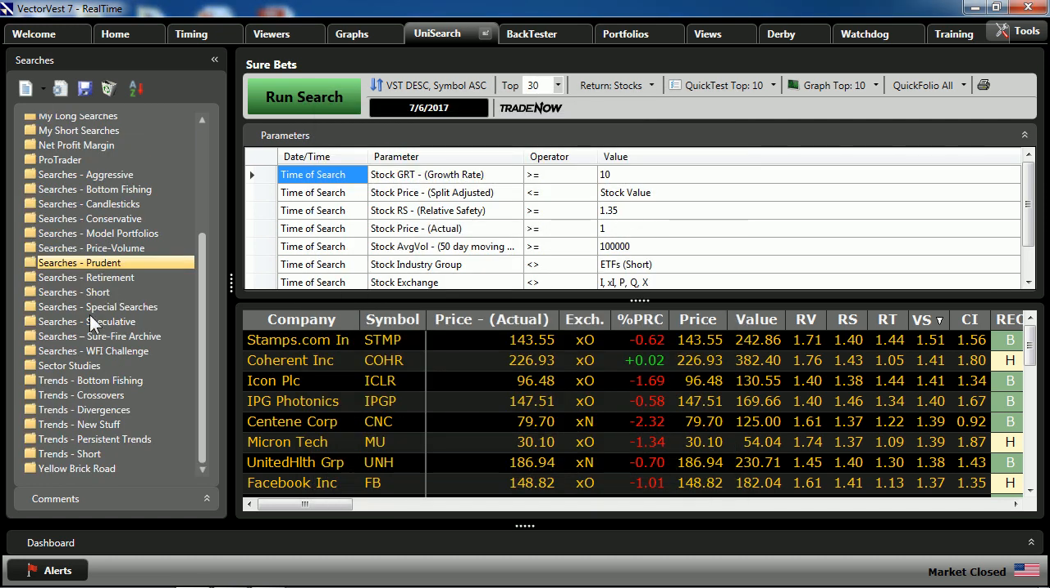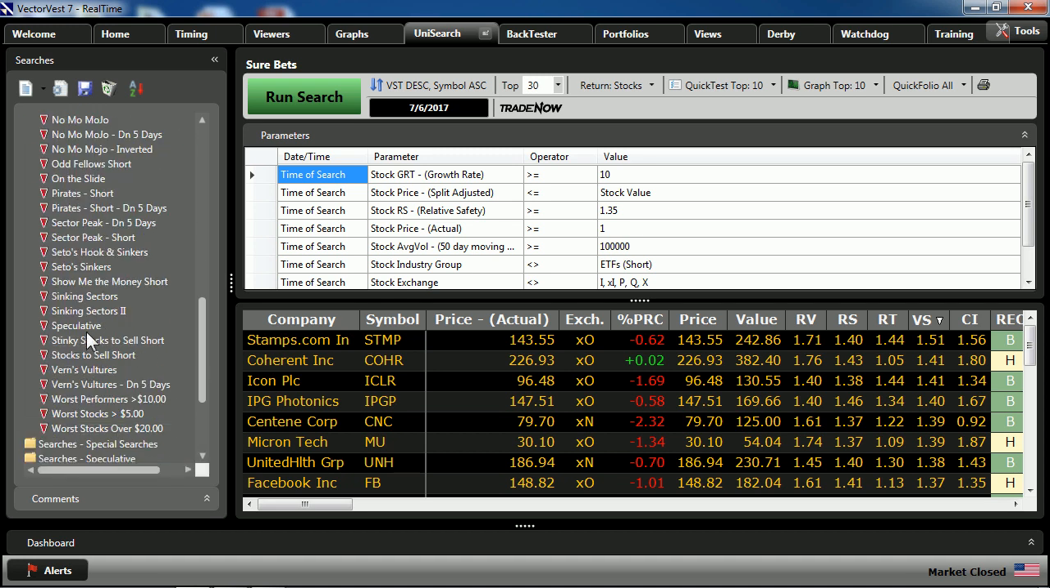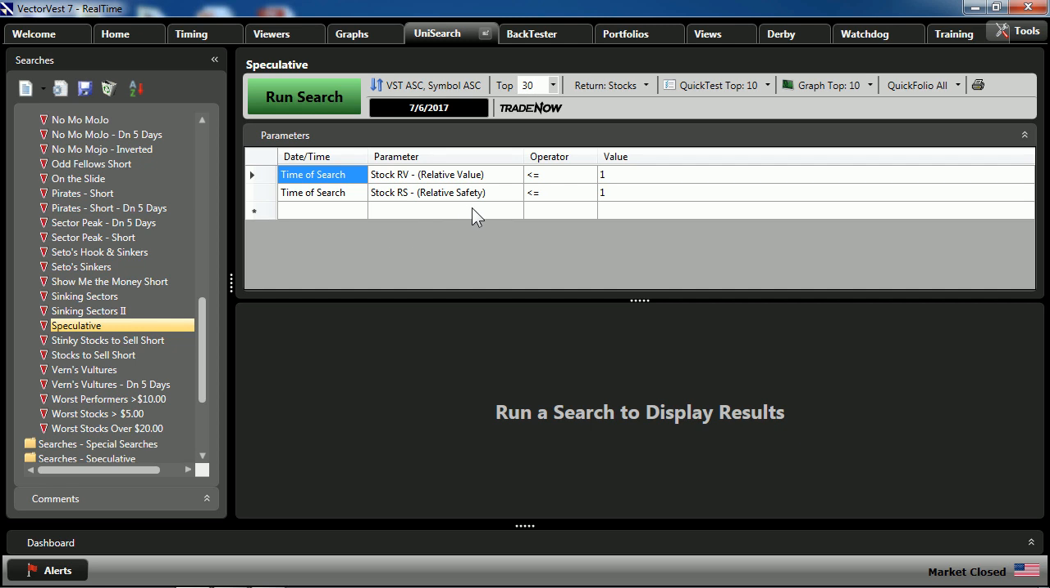And then finally, the speculative investor. I'm going to open up the searches short folder, and I'm just going to go to the searches speculative. It only has 2 parameters here, folks. Remember, these types of stocks that we'll see here in a moment don't have favorable fundamentals whatsoever.